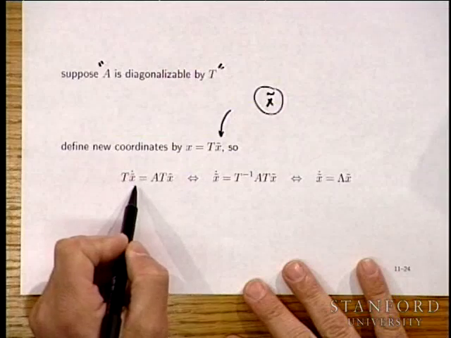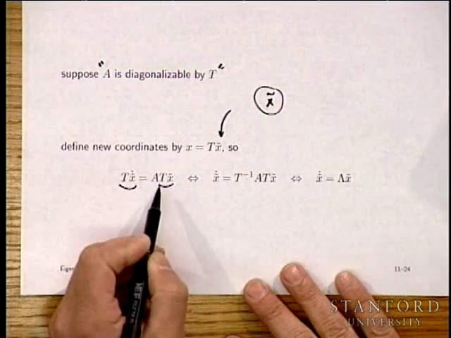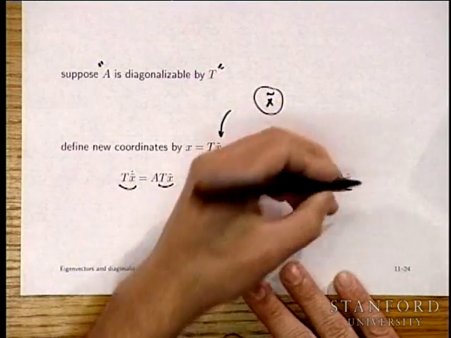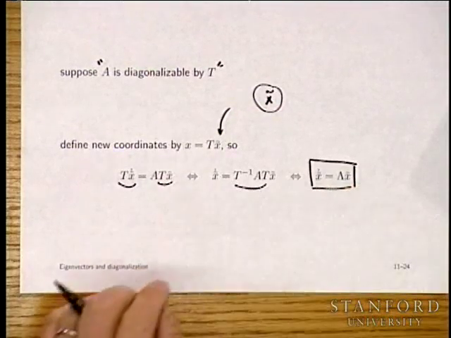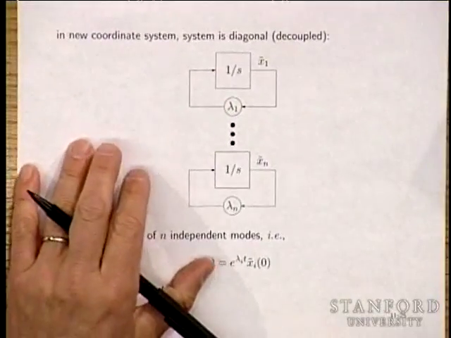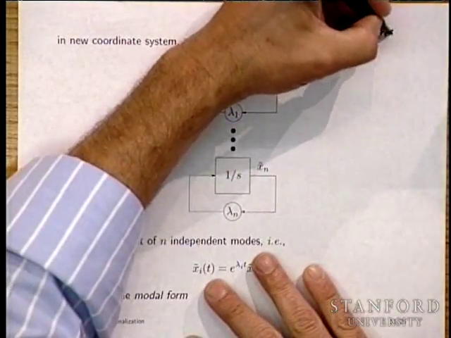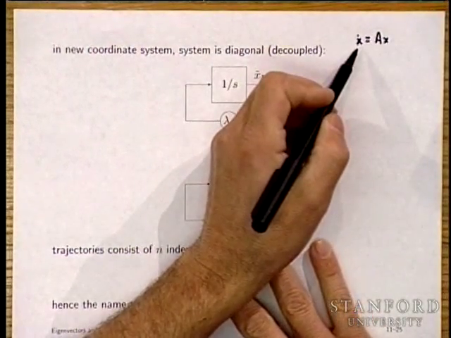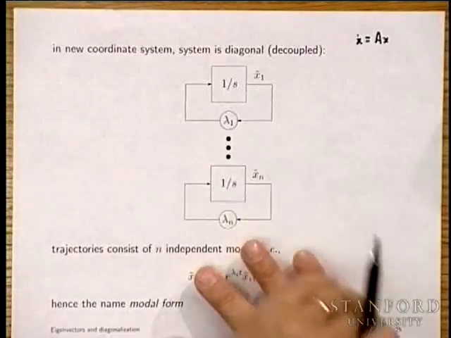Well, this thing is x dot, and that's Ax, which is A T x tilde. So x tilde dot is T inverse A T. That's diagonal, and you get this. So in that new coordinate system, you get x tilde dot equals lambda x tilde. And that means that by this change of coordinates, the autonomous linear system, x dot equals Ax, is decoupled. So in x dot equals Ax, the way you should imagine that is a bank of integrators with a matrix A in a feedback loop.